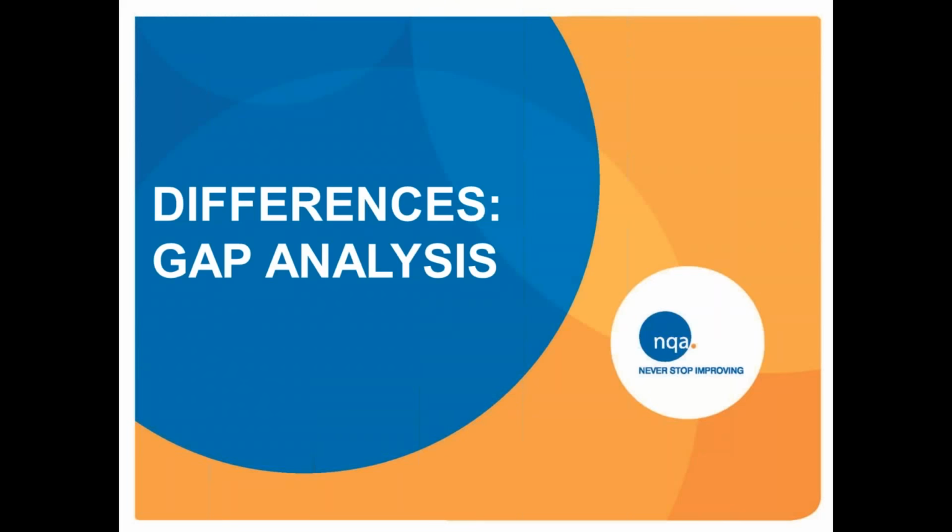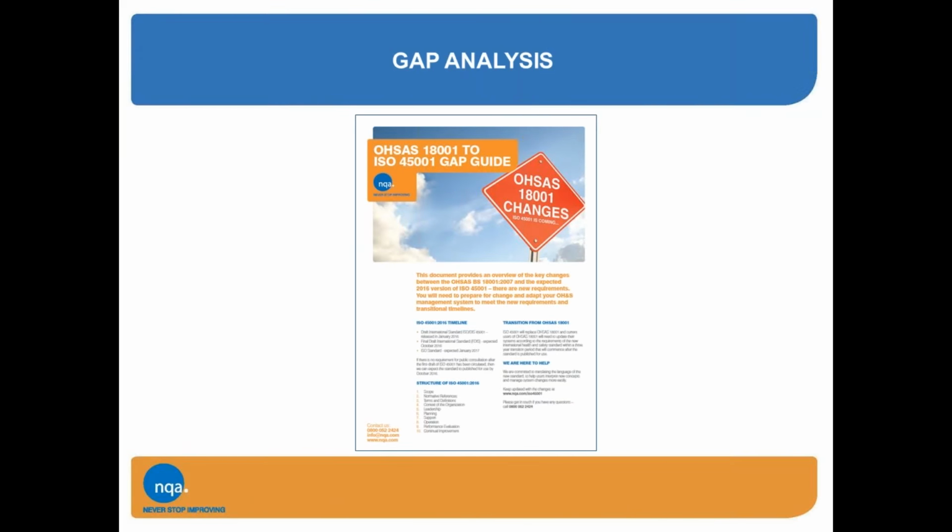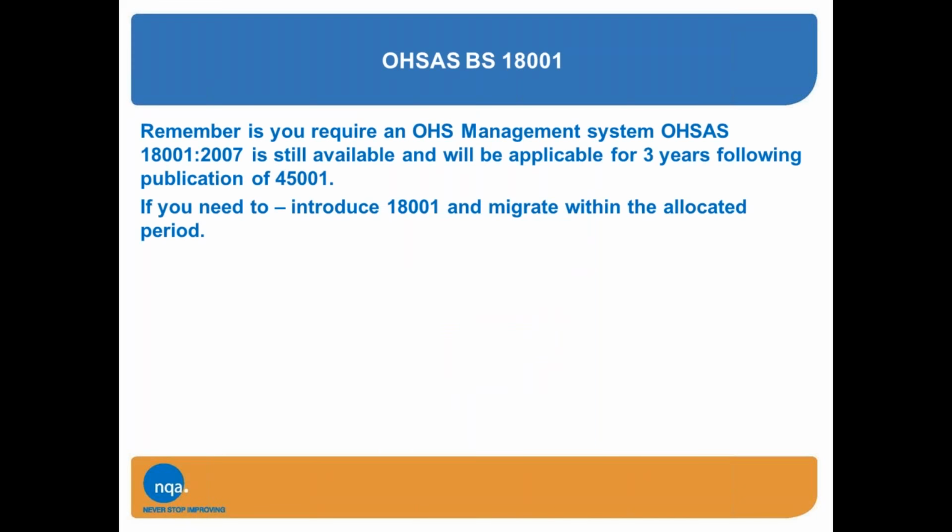So the differences, NQA have provided some gap information which is available on our website. Just as an overview there, 18,001-2007 is still available and still active and will be active for the next 3 years, following the publication of 45,001 in March 2021. OHSAS, well, BS OHSAS 18,001 will not be available.